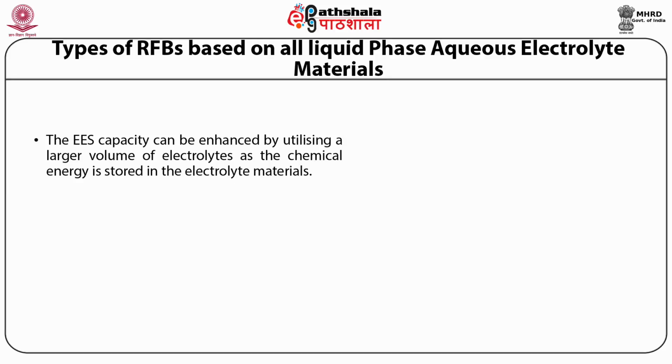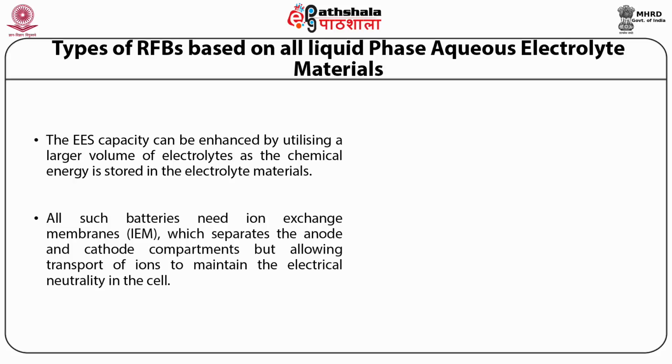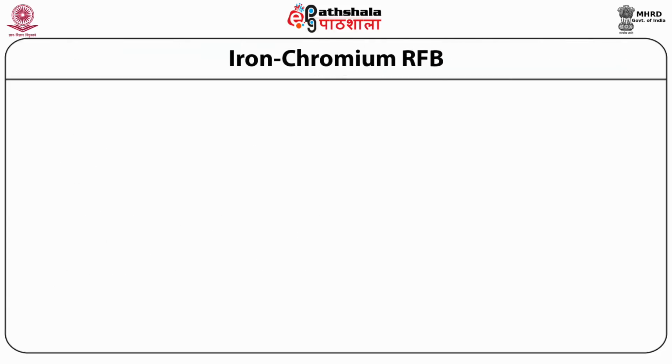The EES capacity can be enhanced by utilizing a large amount of electrolytes, as the chemical energy is stored in the electrolyte materials. All such batteries need ion exchange membranes, that is IEM, separating the anode and the cathode compartments, but allowing the transport of ions to maintain the electrical neutrality in the cell. Iron chromium RFB. This is the first type of RFB which we will be discussing.